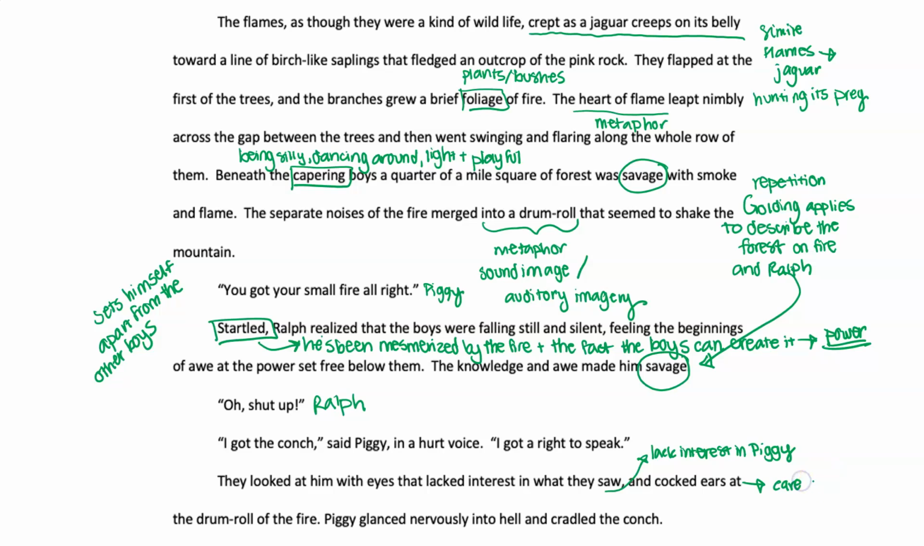Piggy glanced nervously into hell and cradled the conch. So he's not looking into literal hell right here. So this is definitely a metaphor, comparing the fire in the forest to hell.